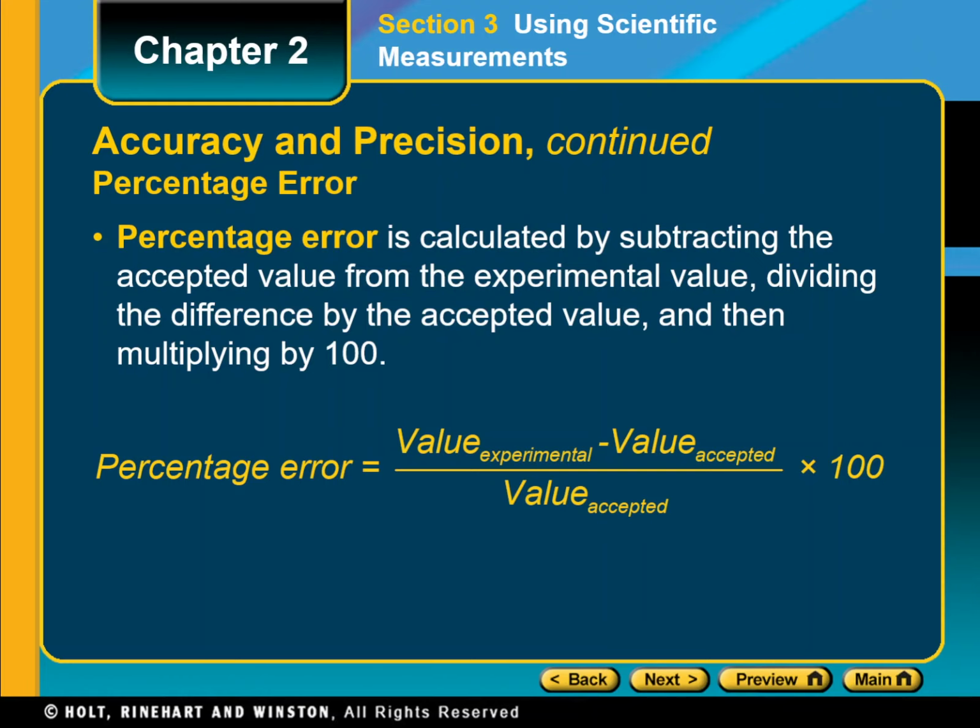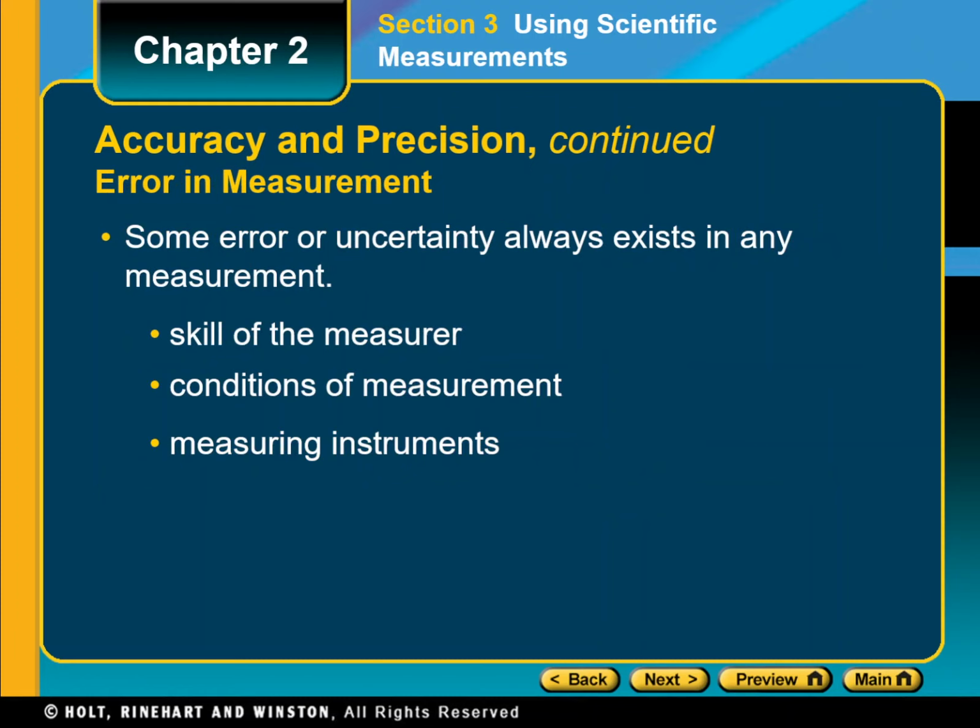Error in measurement. Some error or uncertainty always exists in any measurement. For example, the skill of the measurer places limits on reliability. The measuring instruments limit how precisely a value can be determined. In addition, the readings from balances, rulers, and graduated cylinders are controlled by how fine the markings are on the instruments.